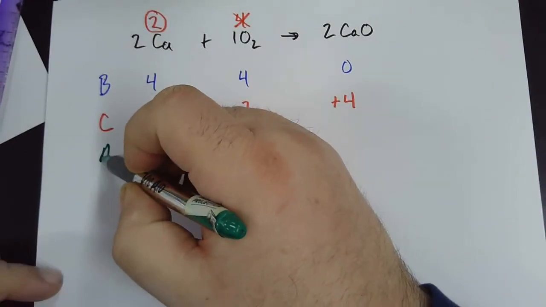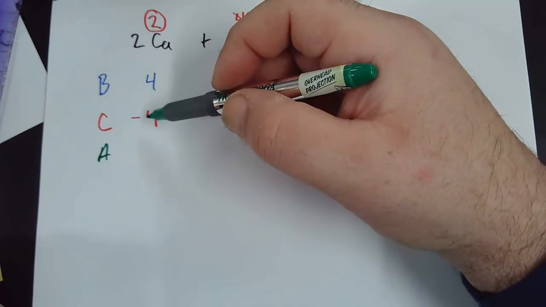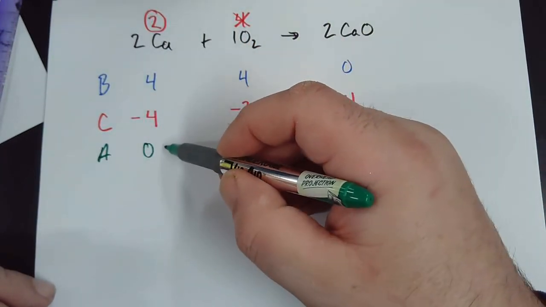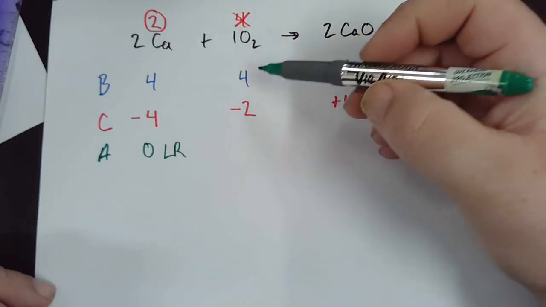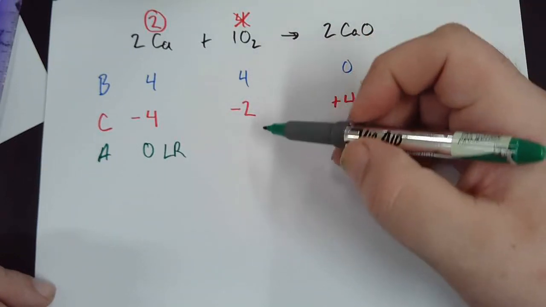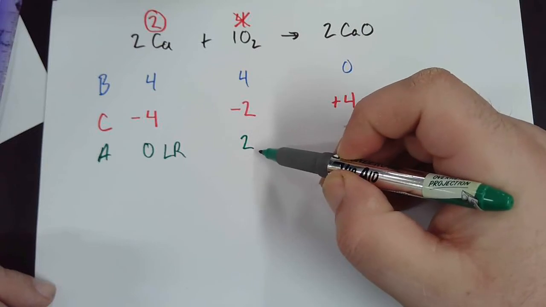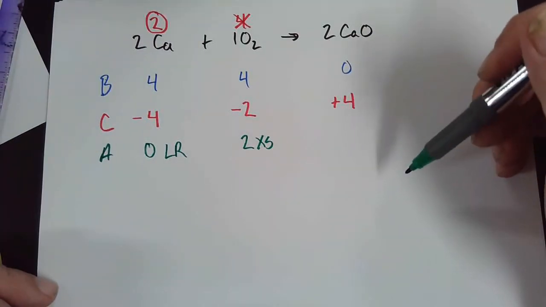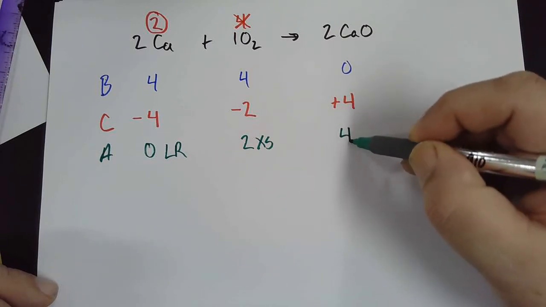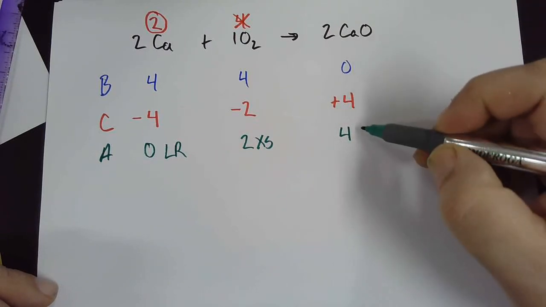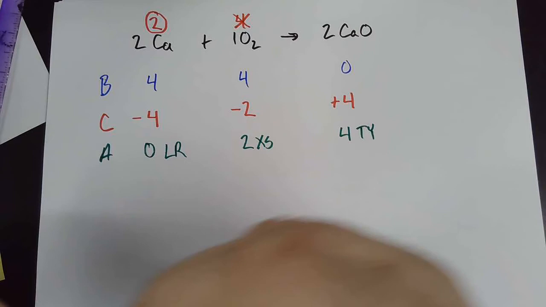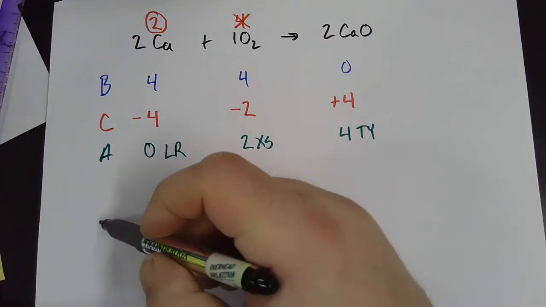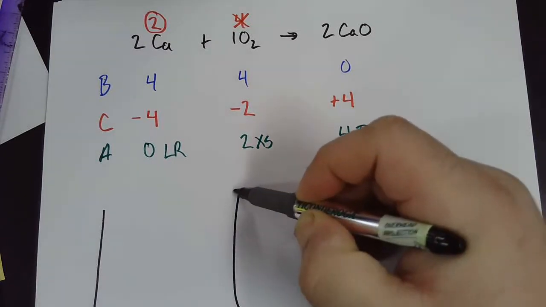All right, now we're after. What is 4 minus 4? 0, which makes this the limiting reactant. 4 minus 2 is what? 2. Which makes this the excess. 0 plus 4 is what? 4. Which makes this the theoretical yield. Everybody with me on this? All right.